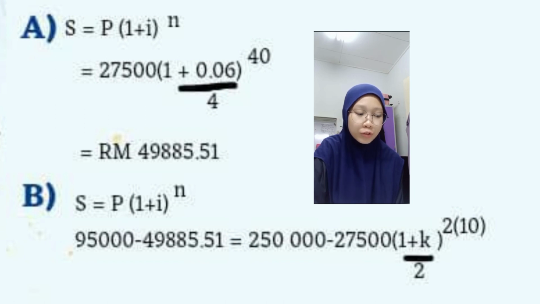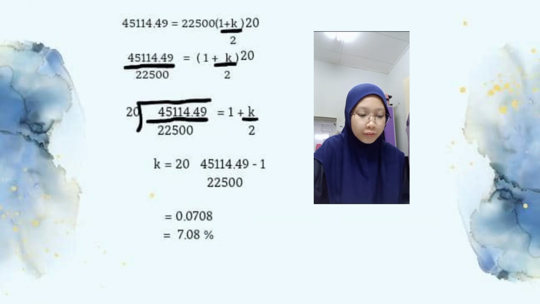Then bracket 1 plus K per 2 bracket to the power of 20. So you must divide, and it equals bracket 1 plus K divided by 2 bracket to the power of 20. So you must change the places to get K. 20th root of 45,114.49 divided by 22,500 equals bracket 1 plus K per 2 bracket to the power of 20. The power is 20 because 10 years multiplied by semi-annually, which is 2, gives 20.